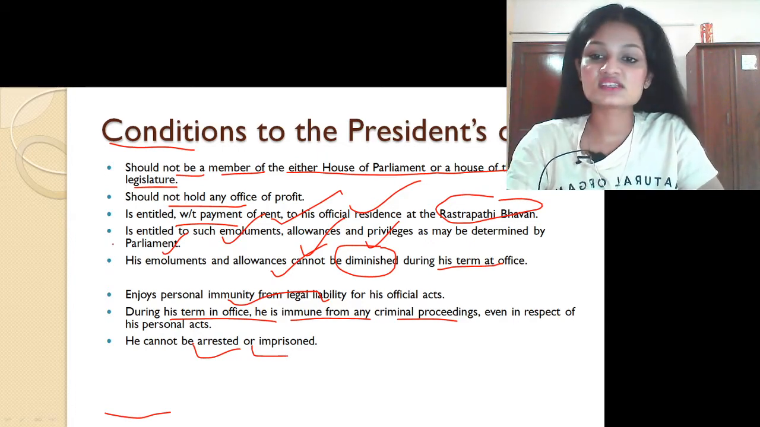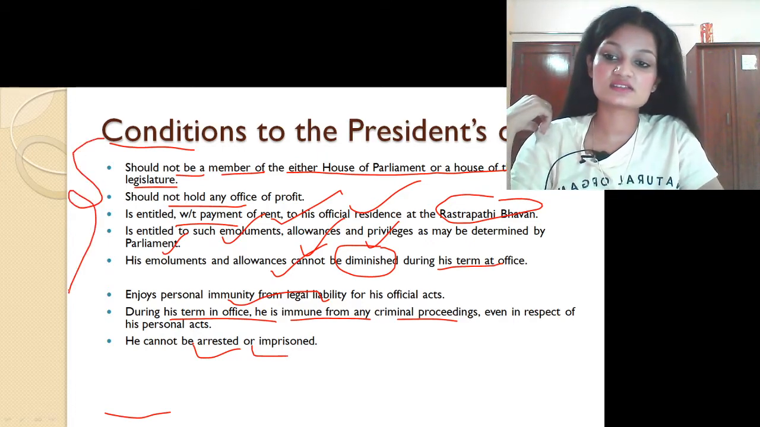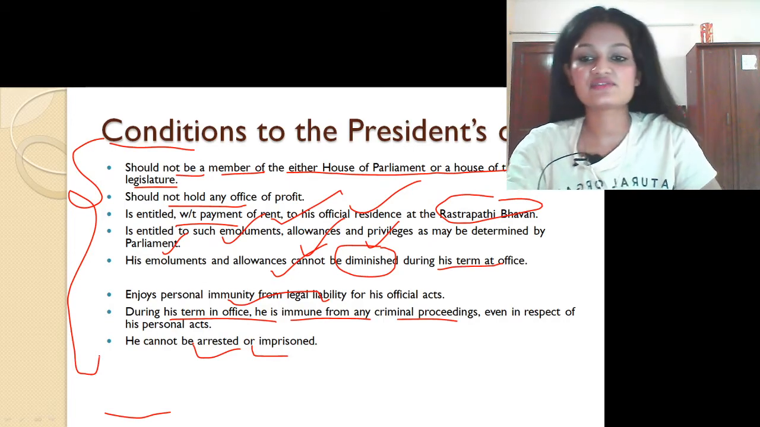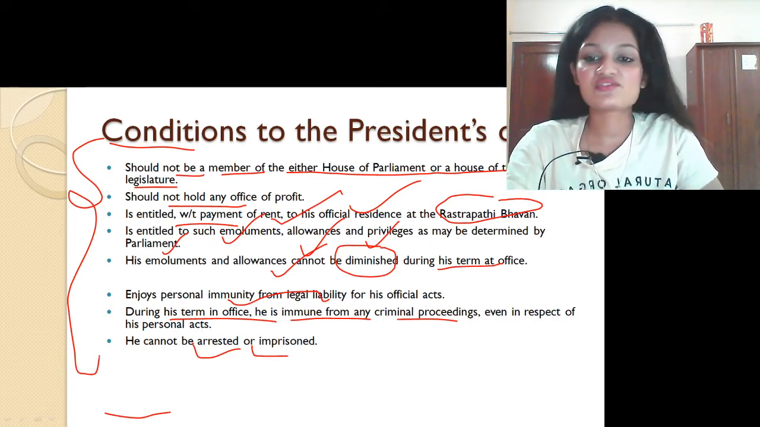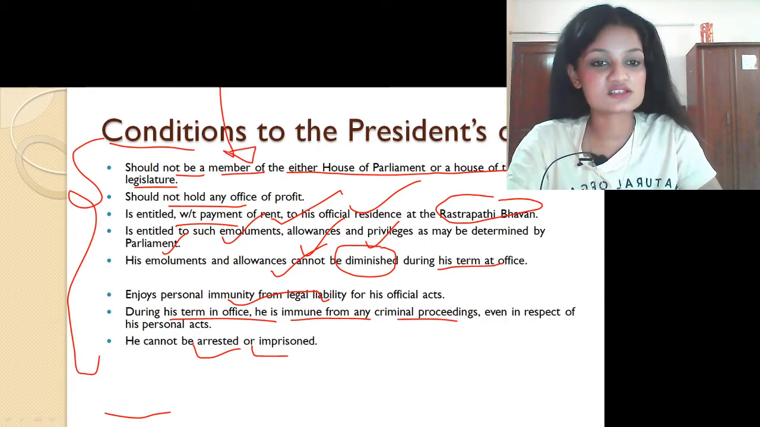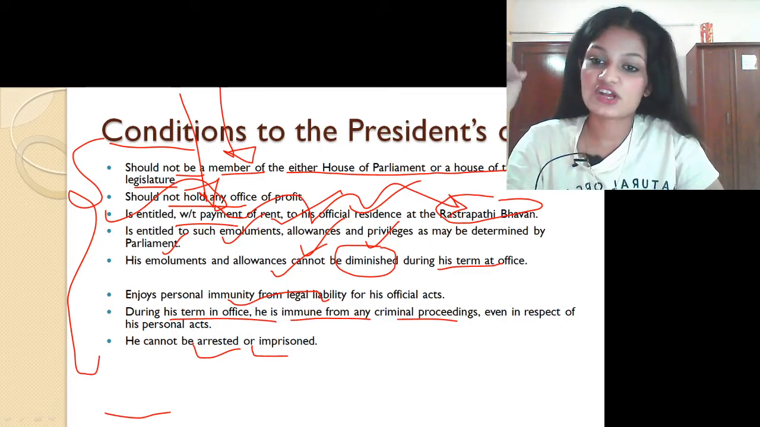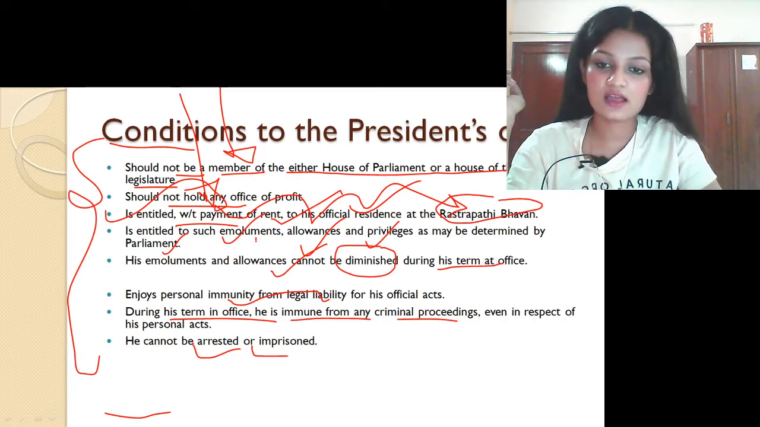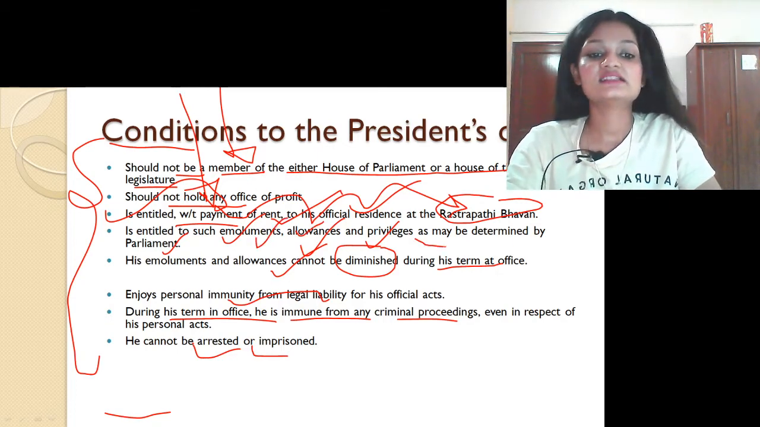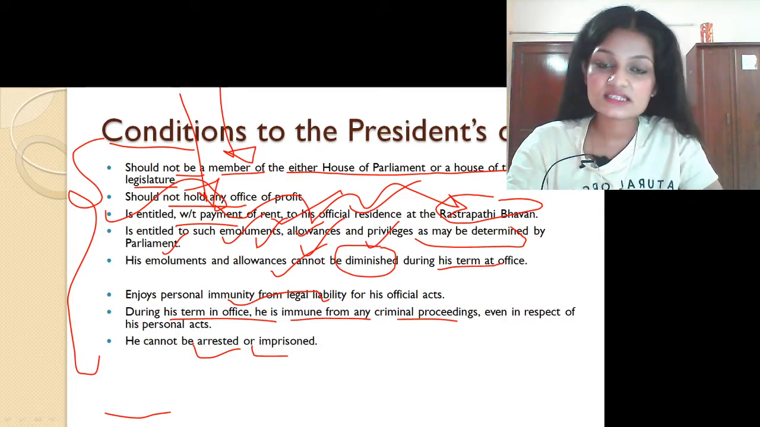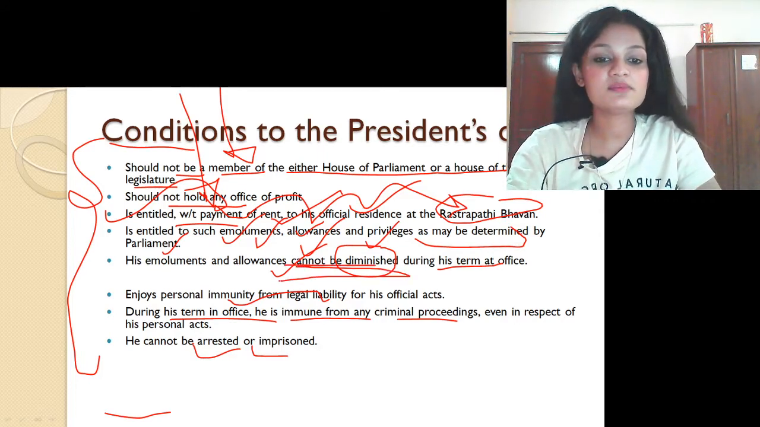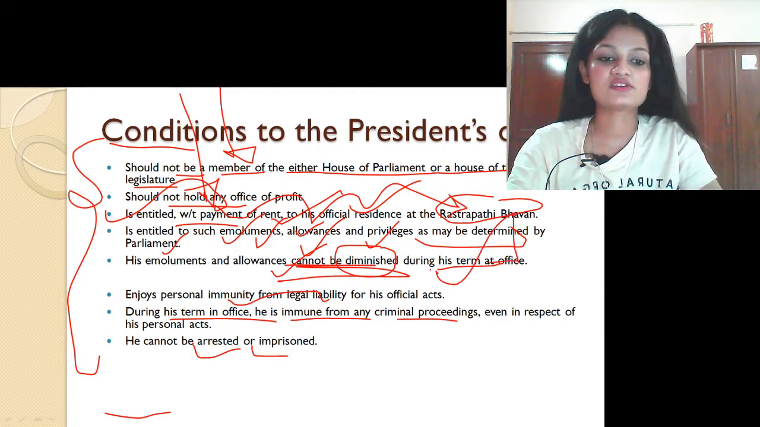So, let's go over this quickly once more. What are the conditions to a president's office? A president can only become a president if he satisfies these conditions. One is obviously that he should not be a member of either house of the parliament or a house of the state legislature. He should not hold any office of profit. He is entitled without payment of rent to his official residence at Rashtrapati Bhavan. So the official residence of the president is Rashtrapati Bhavan, and he has emoluments, allowances and privileges that may be determined by the parliament, and his allowances cannot be diminished during his term at office.